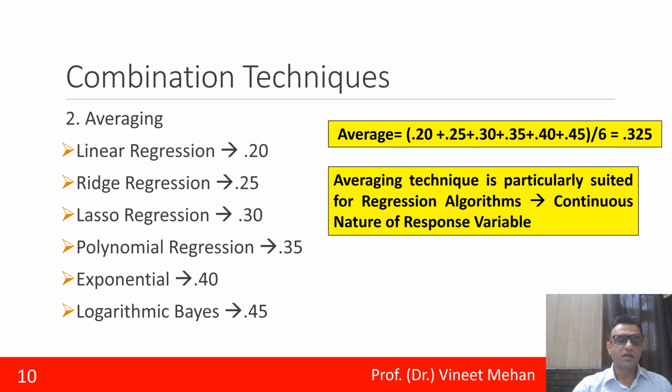Similarly, the other technique that could be used is averaging. We have multiple models that are based on regression: linear, ridge, lasso, polynomial, exponential and logarithmic. Outputs are there, so we'll be averaging all those outputs together. And this is particularly suited for regression algorithms as the nature of the output variable is continuous there.